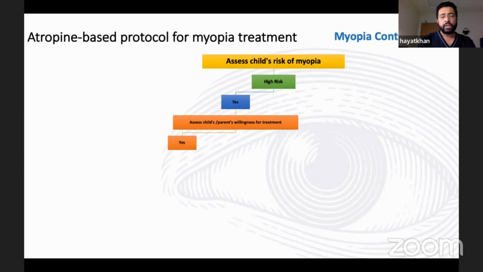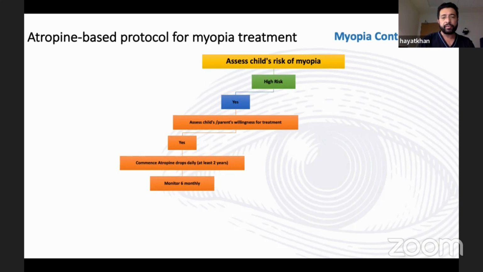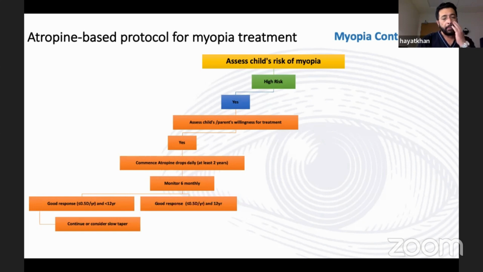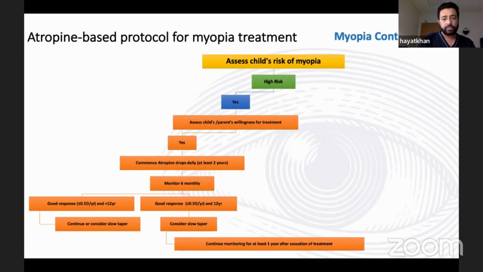Now, going further, we always have an algorithmic way in which we process our patients. We see the willingness of parents for the treatment. Once they have, we start them on atropine eye drops. We keep them on every 6 monthly monitoring, in which we look at their spherical equivalent refractive error as well as their axial length. If we get a good response, we would continue till about 12 years age, and then of course keep on tapering how often we are following up these patients. And when the children are 12 years, then of course we continue to monitor every year till we have the cessation of treatment.